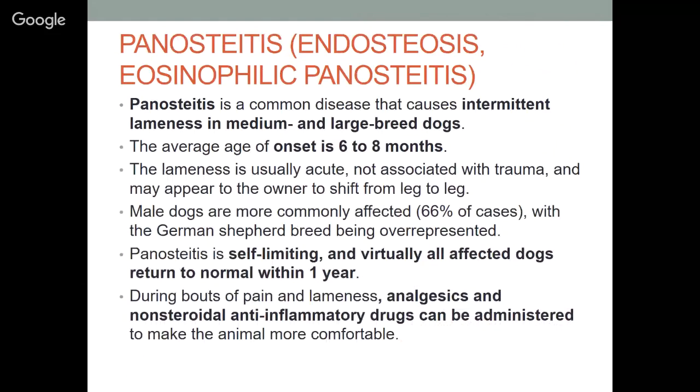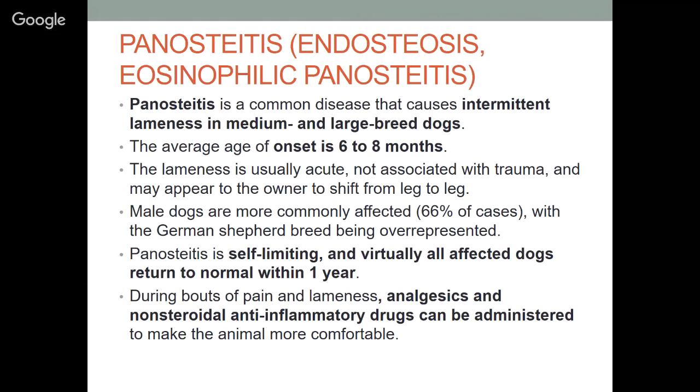Panosteitis has a couple of names. It's also called endosteosis and eosinophilic panosteitis. It is a common disease that causes intermittent lameness in medium and large breed dogs. So they were lame yesterday in the right leg. They're not lame today. Tomorrow, they're lame in the left leg.